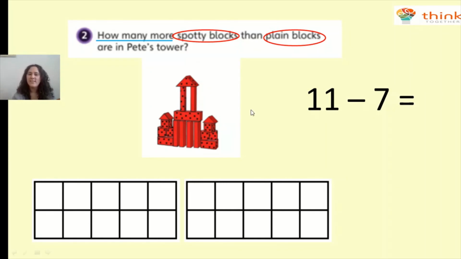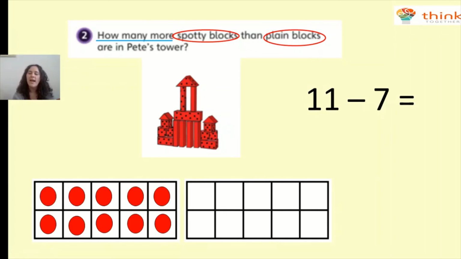The first thing I need to do is get 11 counters. So 11 is a group of 10 and 1. Now, what do I need to do? Brilliant. I need to take away 7. So can you count with me while we take away 7? Are you ready? 1, 2, 3, 4, 5, 6, 7. Fantastic. So we've taken away 7.